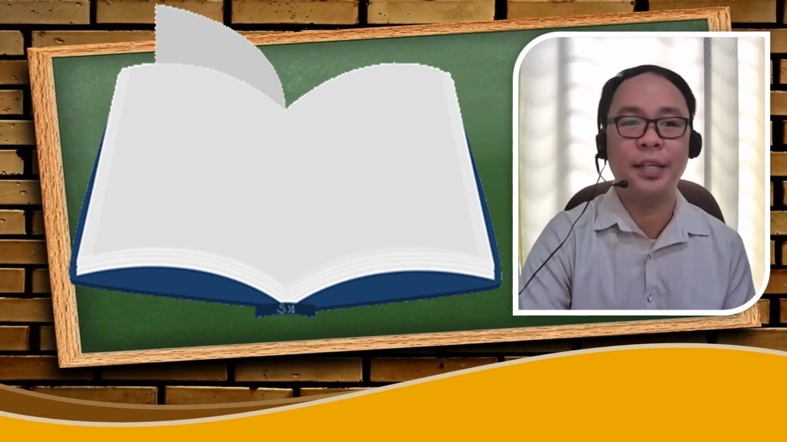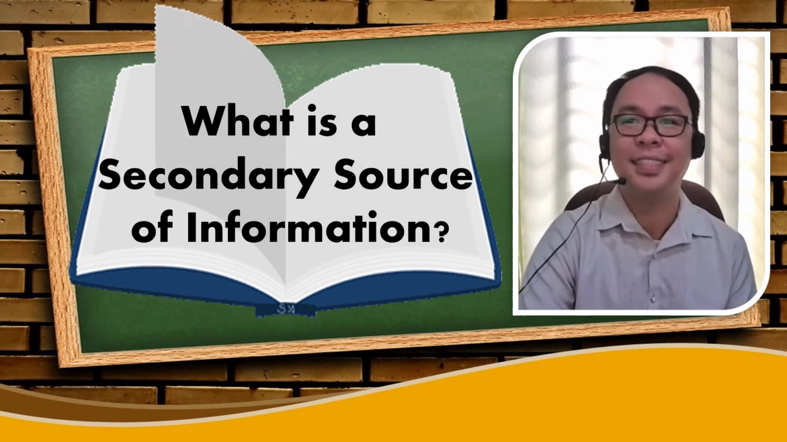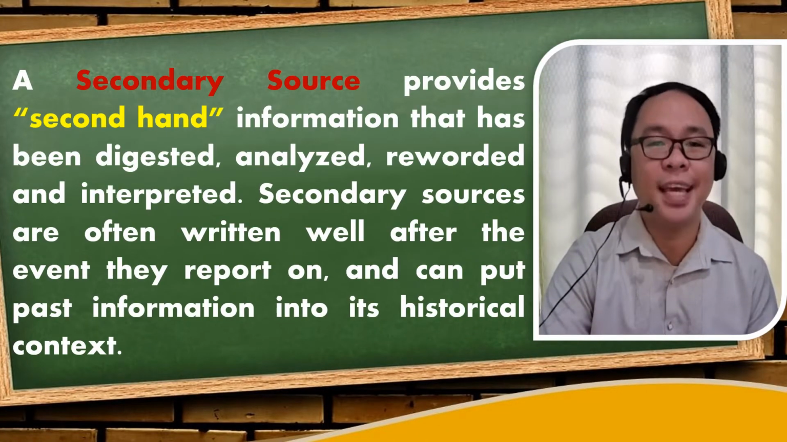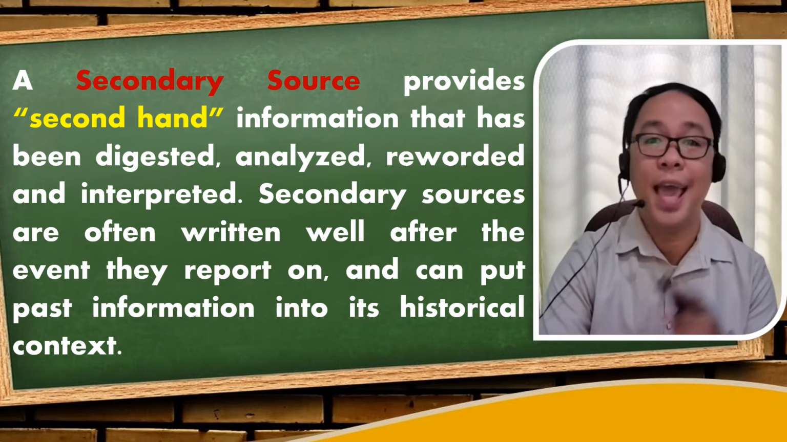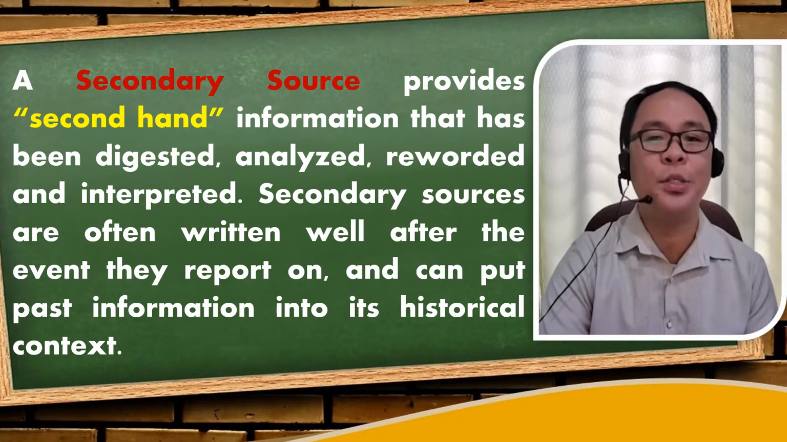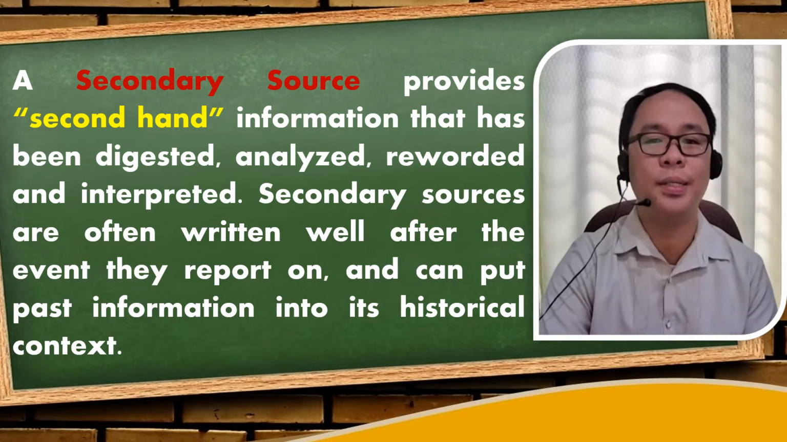But before we proceed, let us try to find out what a secondary source of information is. A secondary source provides second-hand information. Take note of that, second-hand information that has been digested, analyzed, reworded, and interpreted. Secondary sources are often written well after the event they report on, and can put past information into its historical context.